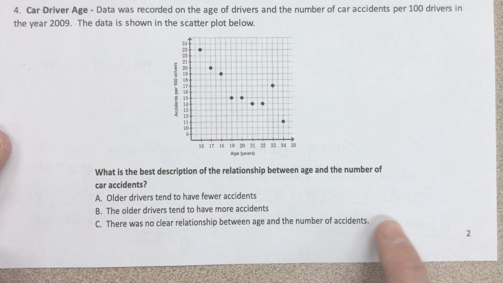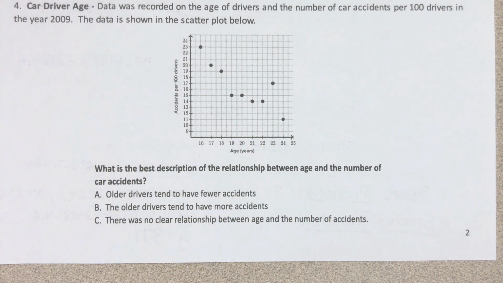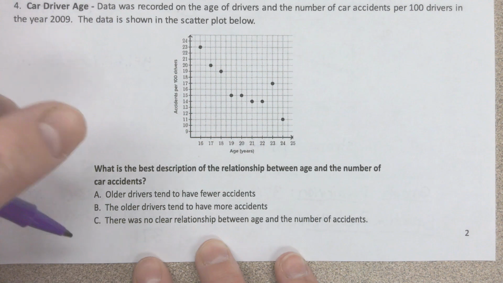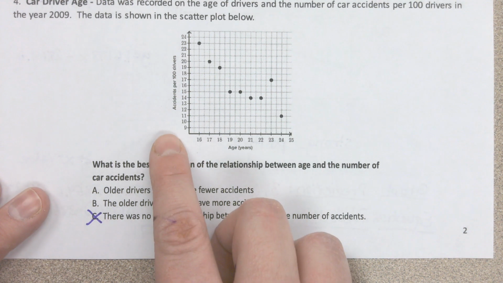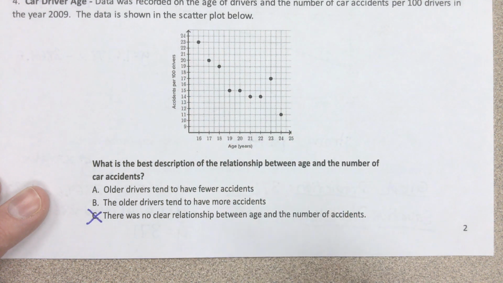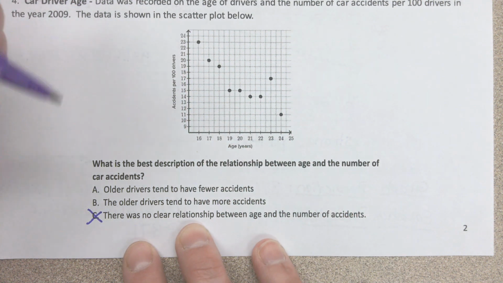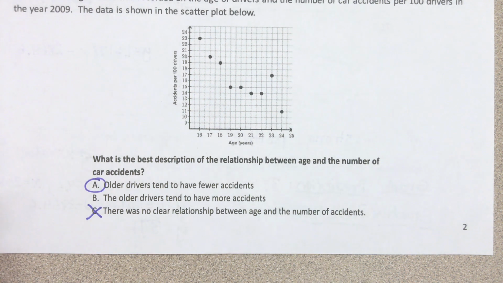Looking at C, we can clearly see a descent pattern happening here. It's a downward pattern, so in that case, C is absolutely not correct. So we have to interpret what it means when the data is going down. As we move to the right, as the age increases, the points go down, the number of accidents go down. A is the correct choice. Older drivers tend to have fewer accidents, less accidents. A is correct.